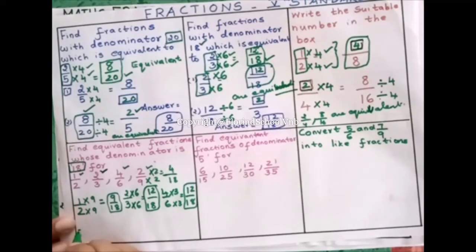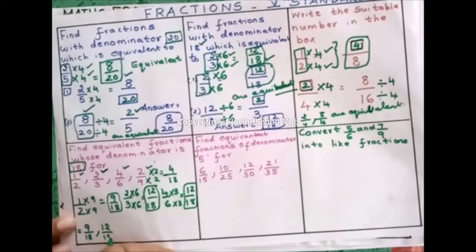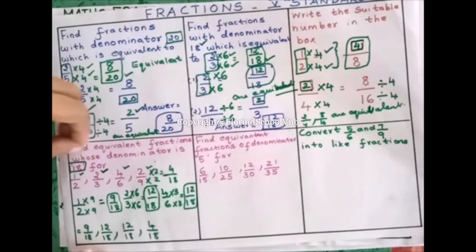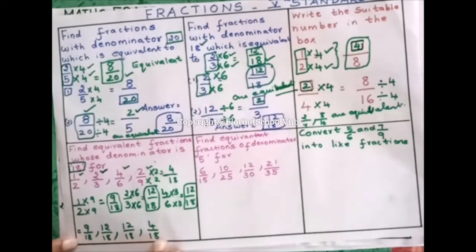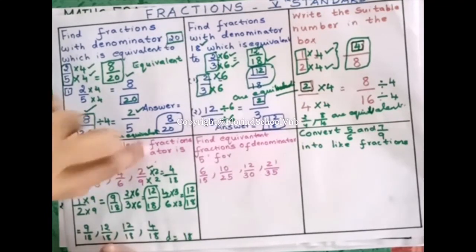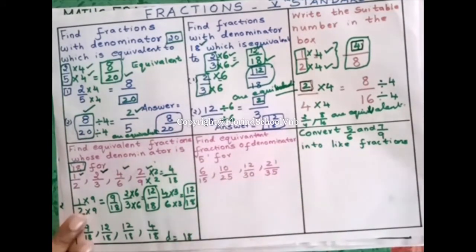Shall we write down the answer now? Answer to this is 9 by 18, comma, 12 by 18, comma, 12 by 18, comma, 4 by 18. So see, find the equivalent fractions whose denominator is 18. All the denominators are 18. So these are the equivalent fractions of 1 by 2, 2 by 3, 4 by 6, 2 by 9. Now find the equivalent fractions of denominator 5.